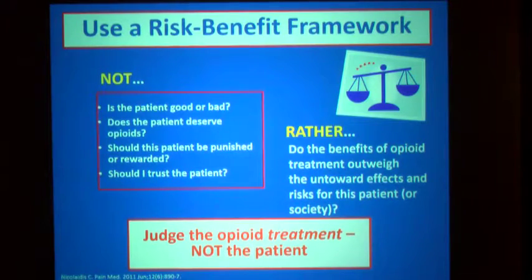And the way you can do this is really remaining in that risk-benefit framework. You're not judging the patient. Is the patient good or bad? Does the patient deserve this medication? Should the patient be punished or rewarded? Should I trust the patient? These are not questions that you're asking yourself. The questions you're asking yourself are, do the benefits of the opioid treatment outweigh the untoward effects and risk for this patient or society? So you are judging the opioid treatment just like we judge all other things in medicine, aspirin, insulin, whatever. So you're judging that treatment, not the patient. And you're making a medical decision just like you make every single day with every single patient that you treat.